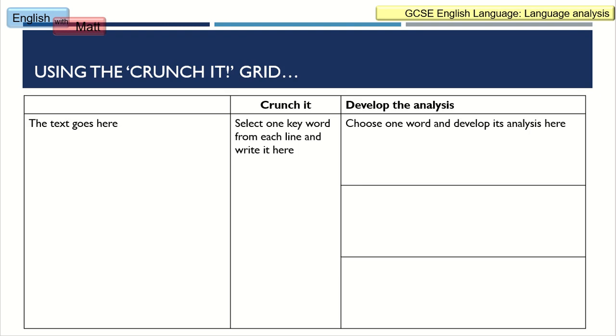The Crunchit activity is essentially a grid, and if you've watched my videos from previous years, you'll know I'm a big fan of grids, tables and color coding, so this suits me right down to the ground. This is what the grid looks like. The text goes in the left-hand column. In the middle column, the student selects one word from each line. In the right-hand column, students develop their ideas about the specific word they've taken from the middle column. We're going to do this in a structured way in this video.